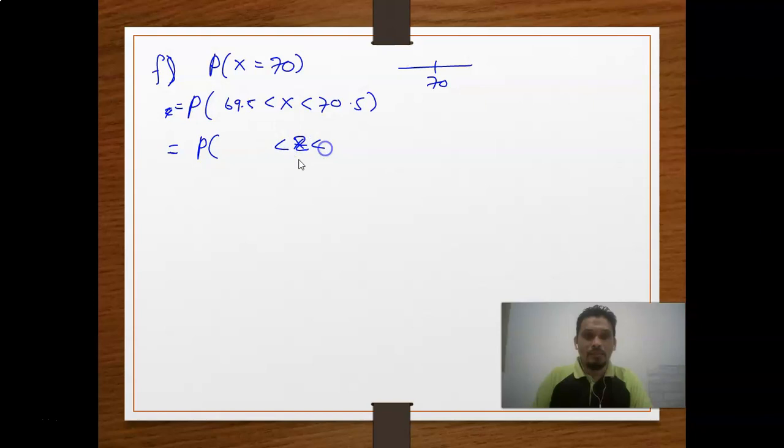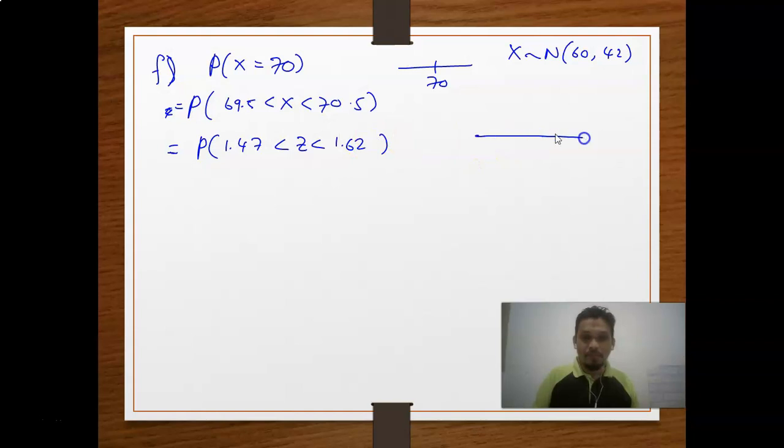Now turn into Z. This gives you 69.5 minus 60 divided by square root of 42, and 70.5 minus 60 divided by square root of 42, which gives you 1.47 and 1.62. Yes, that's it, because it is normal with mean 60 and variance 42.